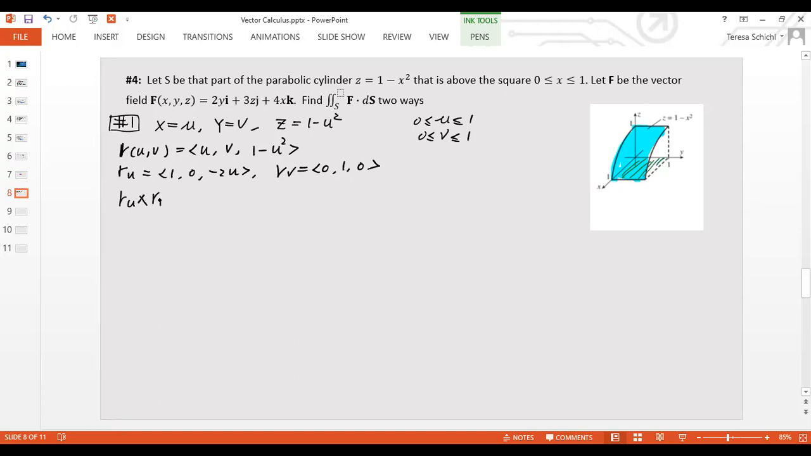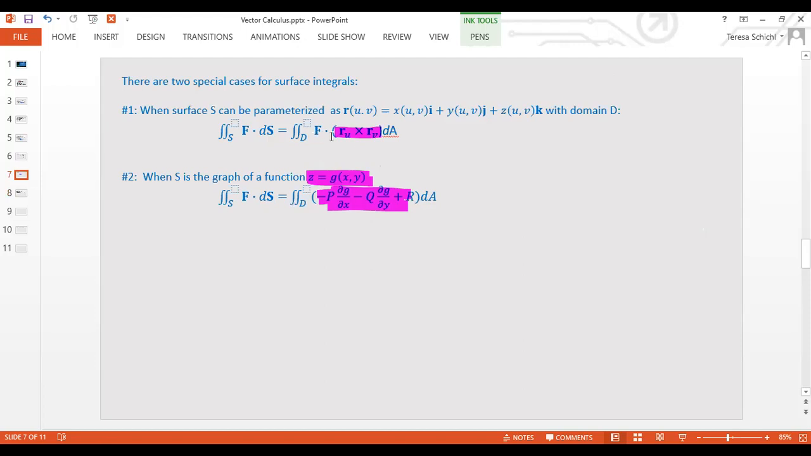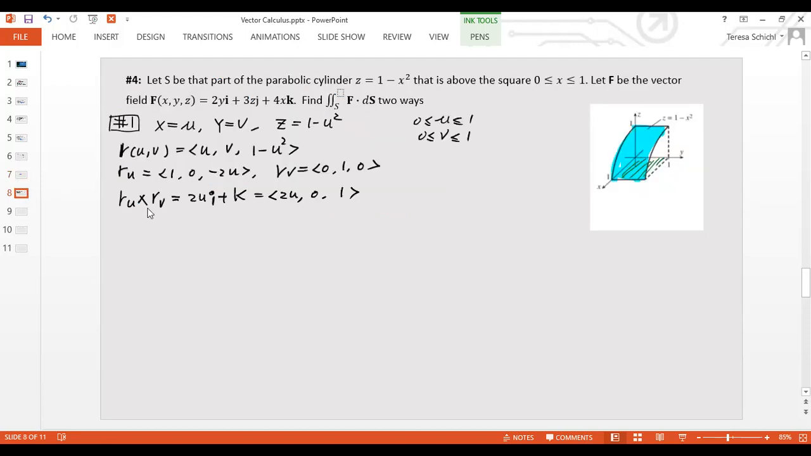So r_u cross r_v, and I'm not going to rewrite it. Basically you will have 2u in the i component plus k. So this is r_u cross r_v here: a 2u, 0, and 1. Now let's take a look. Now I substitute into the function, the first function here. I substitute f dot r_u cross r_v here, right?